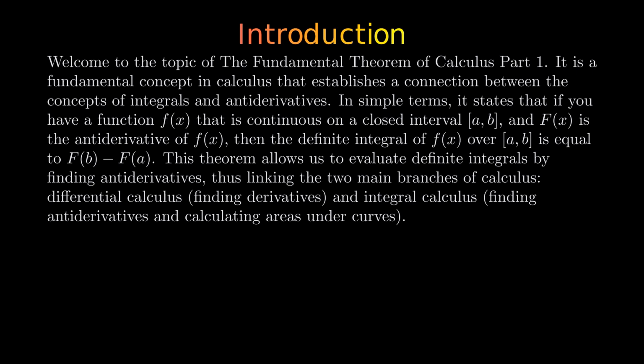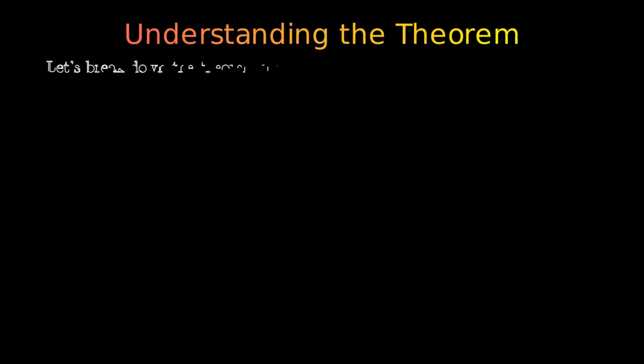In simple terms, it states that if you have a function f that is continuous on a closed interval [a, b] and F is the antiderivative of f, then the definite integral of f over the interval is equal to the difference F(b) minus F(a). This theorem allows us to evaluate definite integrals by finding antiderivatives, thus linking the two main branches of calculus, differential calculus and integral calculus. Let's break down the theorem into simpler parts.